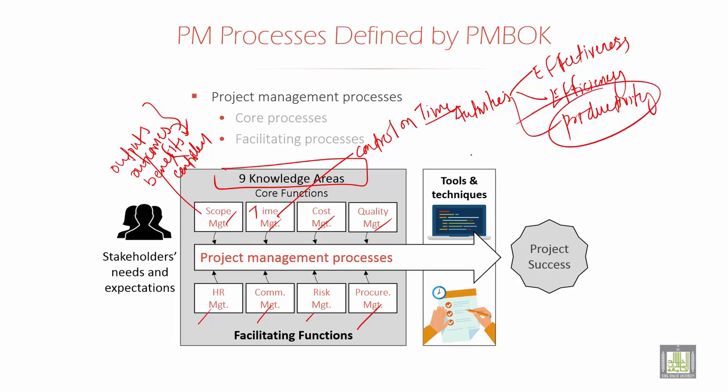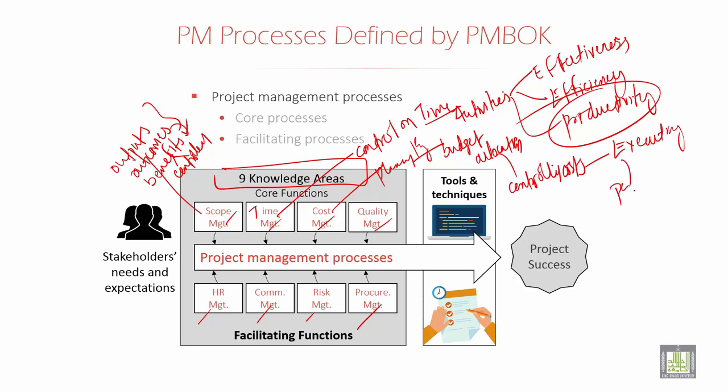Then you have cost management. Cost management talks about planning the project, budget allocation, controlling the cost, executing the project, and performance. All these factors are taken into consideration while you are doing cost management.